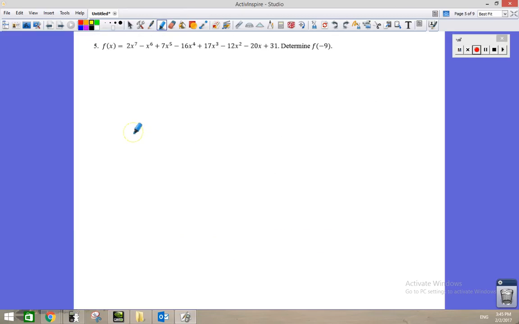What about for number 5? Well, here we want to do synthetic division. You could plug in -9 and do all of this arithmetic, but let's do synthetic division. Since the input into the function is -9, we'll do synthetic division with -9. I've given this to you already in standard form with no missing powers. So we just have to do the synthetic division, which the number is actually a pretty big number.